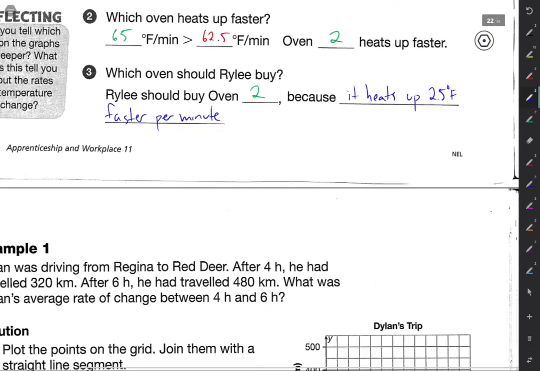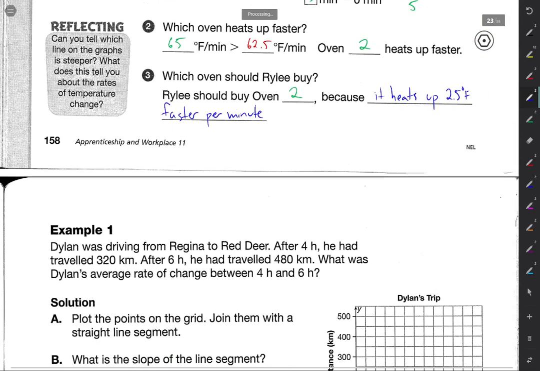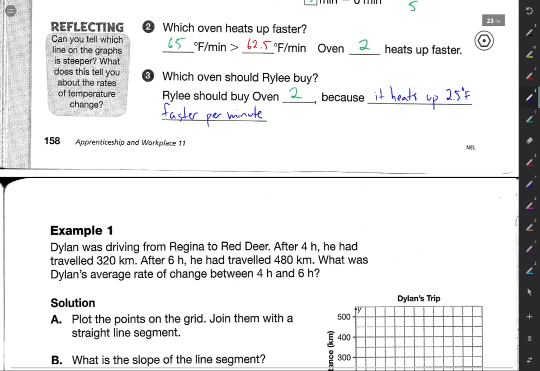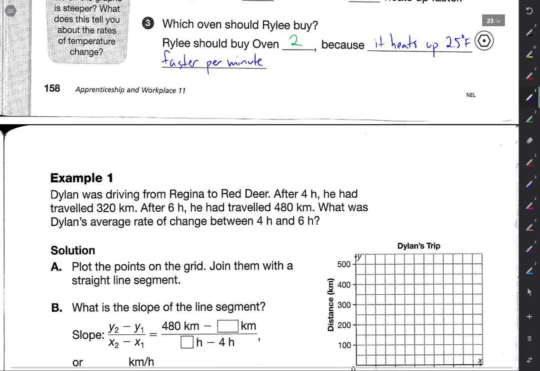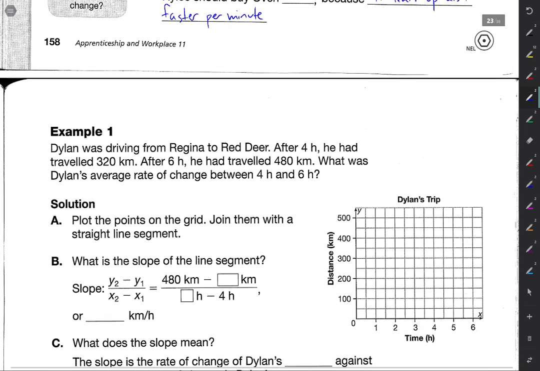In our next example, we have Dylan was driving from Regina to Red Deer. After 4 hours, he had traveled 320 kilometers. After 6 hours, he had traveled 480 kilometers. What was Dylan's average rate of change between 4 hours and 6 hours?